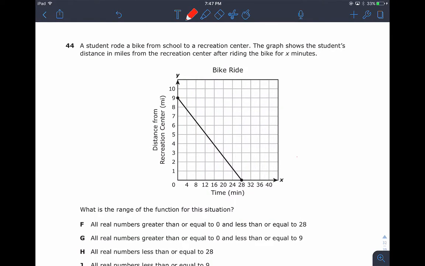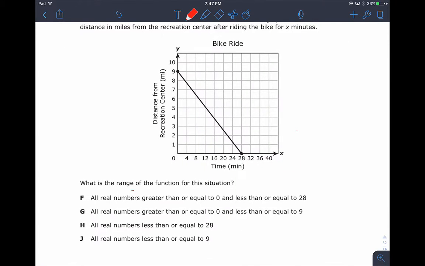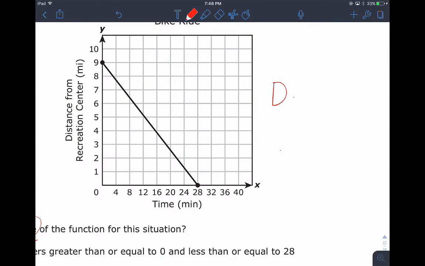A student rode a bike from school to a rec center. The graph shows the student's distance in miles from the rec center after riding the bike for x minutes. What is the range of the function? So we already kind of talked about this in one of my other videos. Domain is all your x values, or the independent variable values, and then y is the dependent variable, your y values, the dependent stuff here.